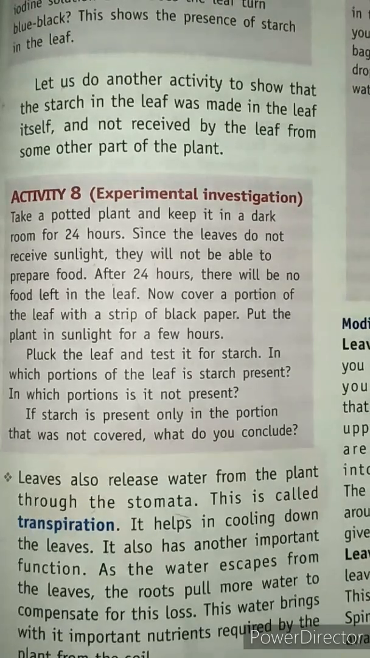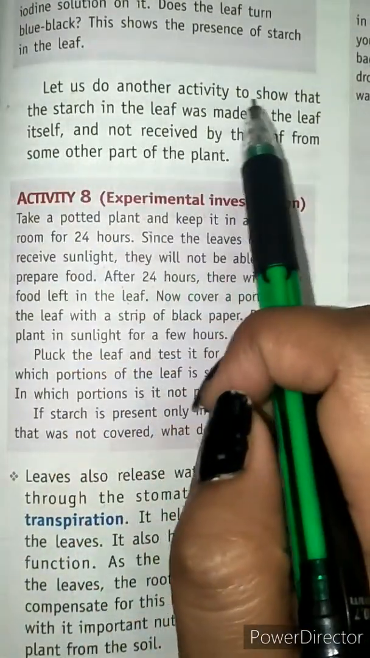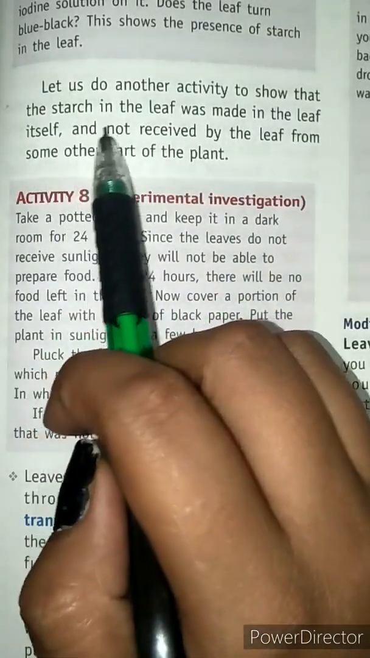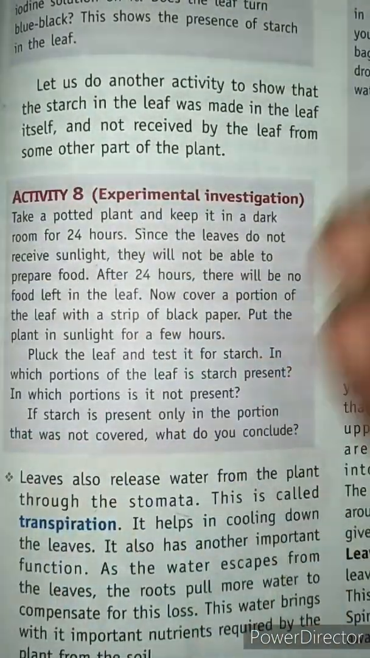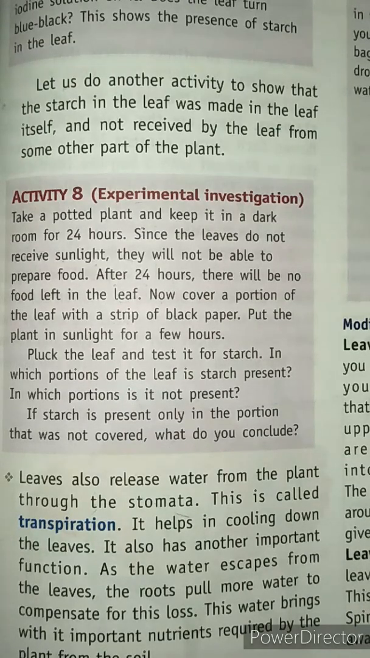Everyone, we were on our topic, the leaf, and we had completed two activities. The next activity is another one to show that the starch in a leaf was made in the leaf itself and not received by the leaf from another part of the plant. In this activity we will see that only the leaf is responsible for the process of photosynthesis.